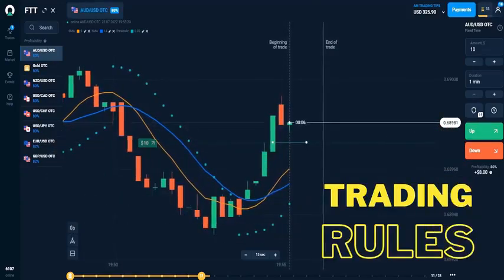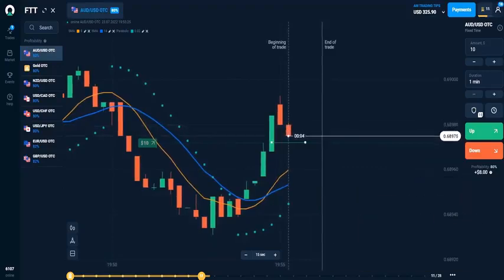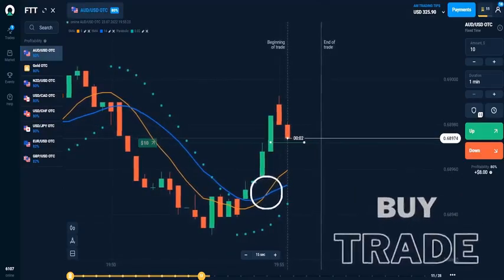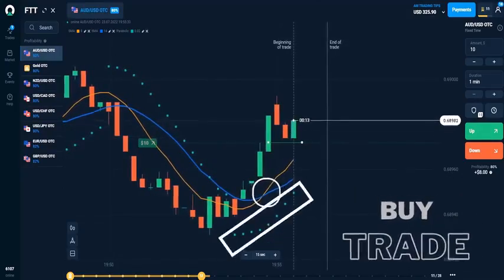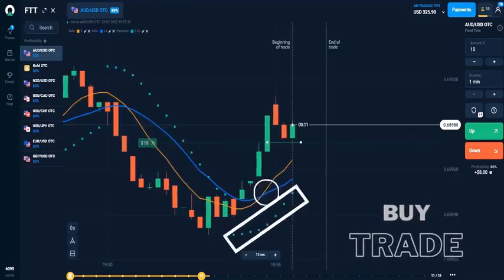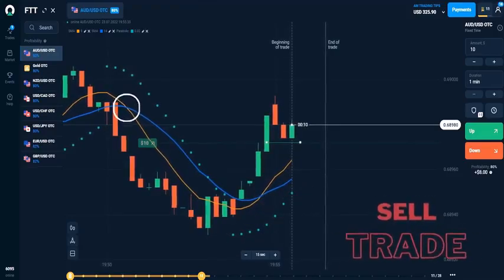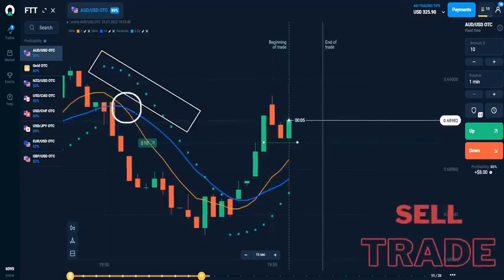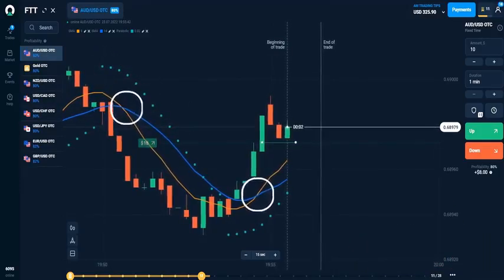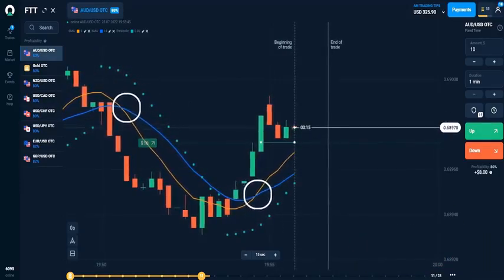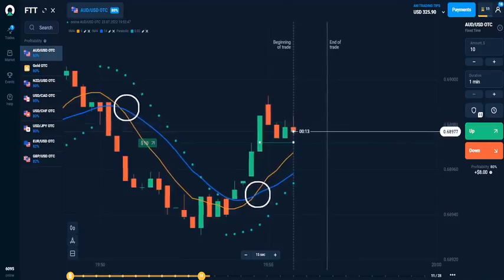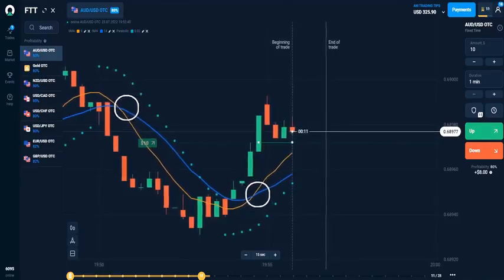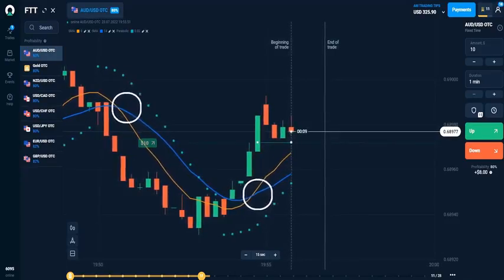Now let's quickly go over the trading rules of this strategy. When the 2 moving averages cross each other and the parabolic SAR dots appear below the candle, take a buy trade. When the moving averages cross and the parabolic SAR dots appear above the candle, take a sell trade. Don't worry about which moving average is on top. That doesn't matter for this setup. Use 15-second candles and set your trade expiry to 1 minute.